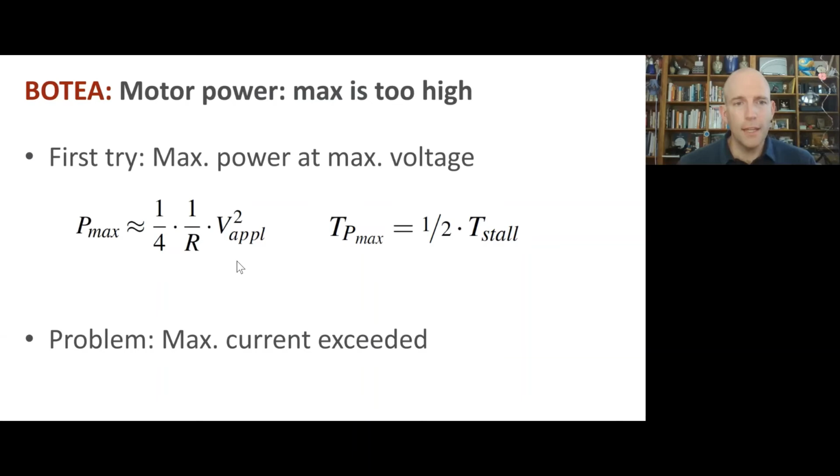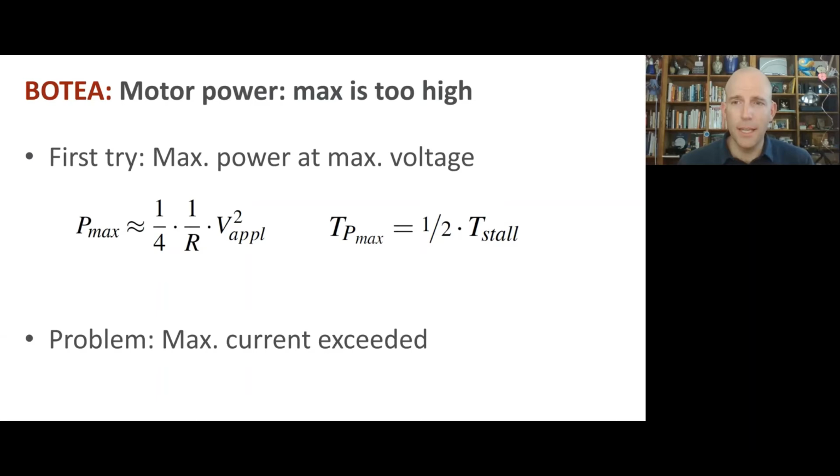And this tells us that we want our applied voltage to be as high as possible to get the most power out of the motor. And once we've selected that applied voltage, we can go through and figure out what's the stall torque, and the torque that corresponds to that maximum power for that voltage is about 1/2 stall.